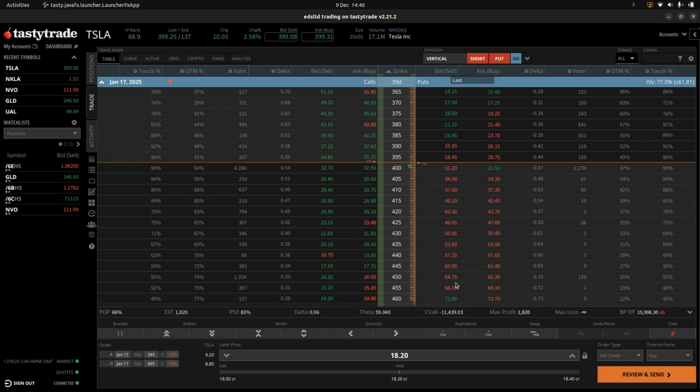And the premium that we collect up front is this here, $18.17. You need to multiply this out by 100 because each contract controls 100 shares. So the premium that we collect would be $1,815, or just over 1.8k. Now, the probability of that happening is 66%. We've got a probability of profit of 66%.